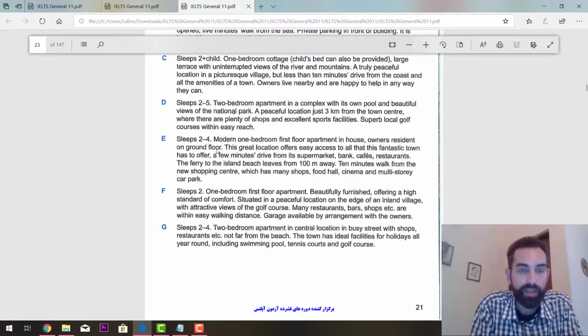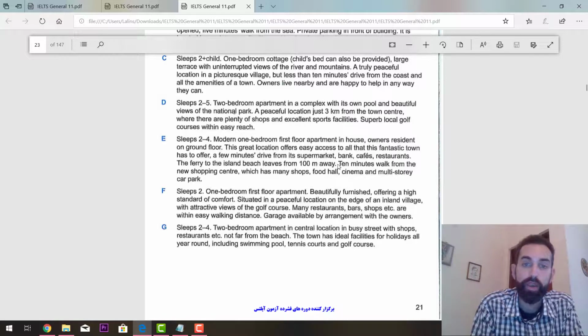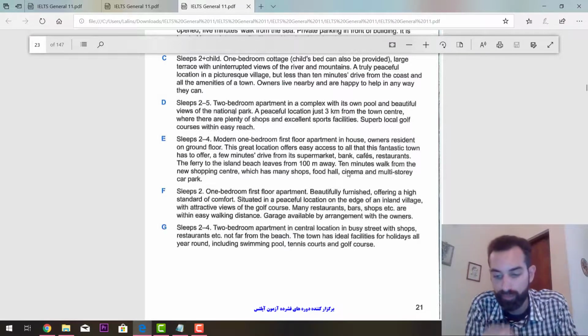Okay, E. Sleeps 2 to 4. Modern 1-bedroom first floor apartment in-house. Owners resident on ground floor. This great location offers easy access to all that this fantastic town has to offer. A few minutes drive from its supermarket, bank, cafes, restaurants. The ferry to the island beach leaves from 100 meters away. 10 minutes walk from the new shopping center, which has many shops, food hall, cinema, and multi-story car park.